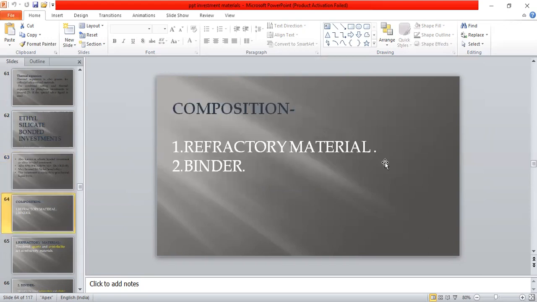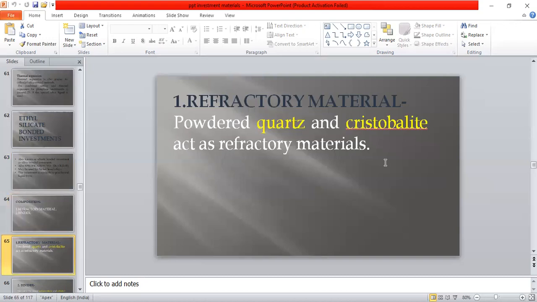Then its composition: the refractory material used here is in the form of silica, and the next one is the binder. The binder is silica gel, used in two forms, sodium silicate and colloidal silica. The refractory material is powdered quartz or cristobalite, and it acts as the refractory material.